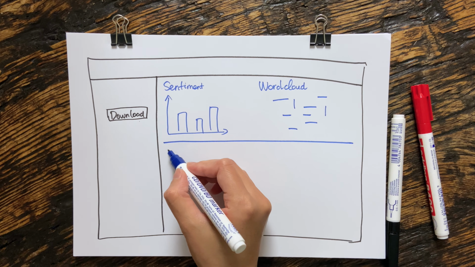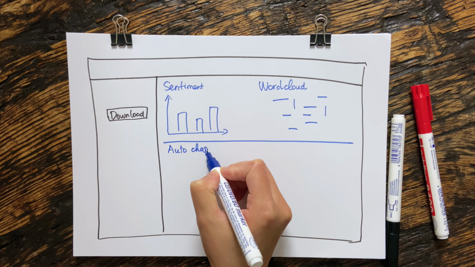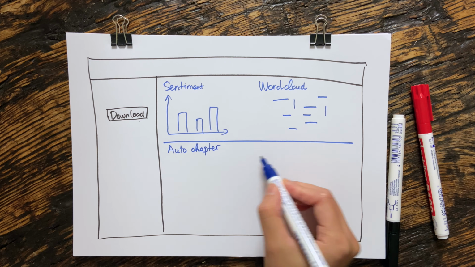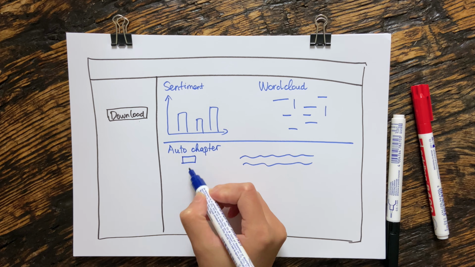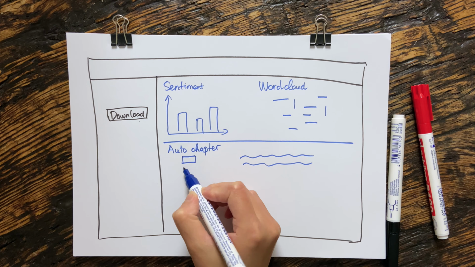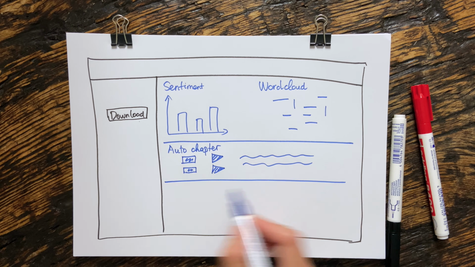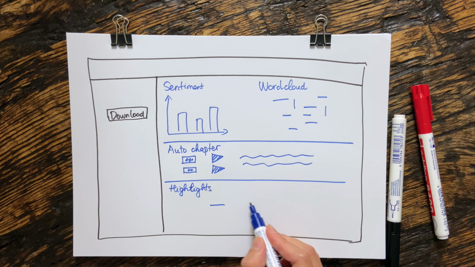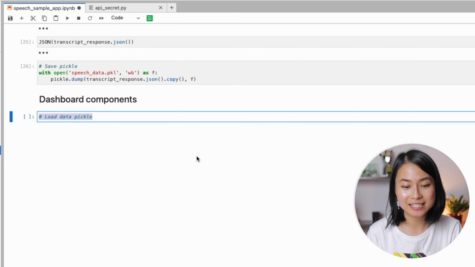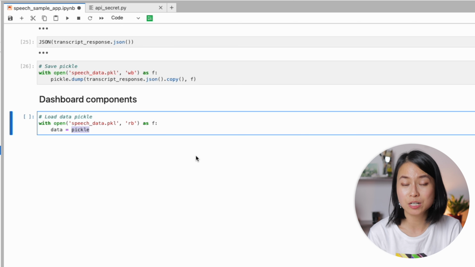Next, I'm also interested in showing all the main chapters of the video. For example, we can show the chapter summary together with the timestamp. It'd also be fun to add the audio player over here so that people can directly listen to the chapter. And finally, we can add the auto highlight section over here to show the different words and phrases that are identified as most important by the API. Okay, let's go back to our notebook and see how we can create all these different dashboard components.